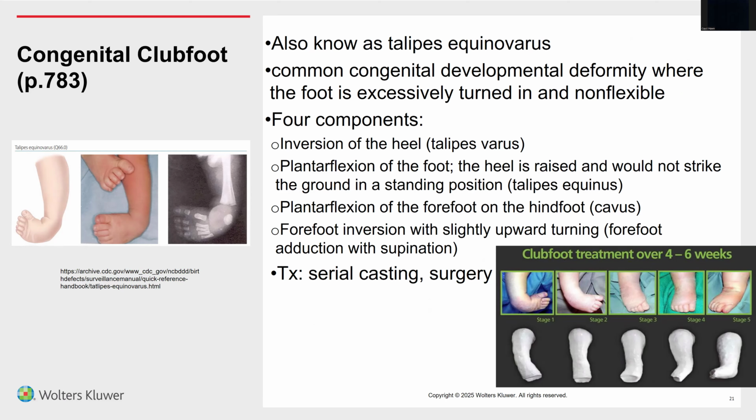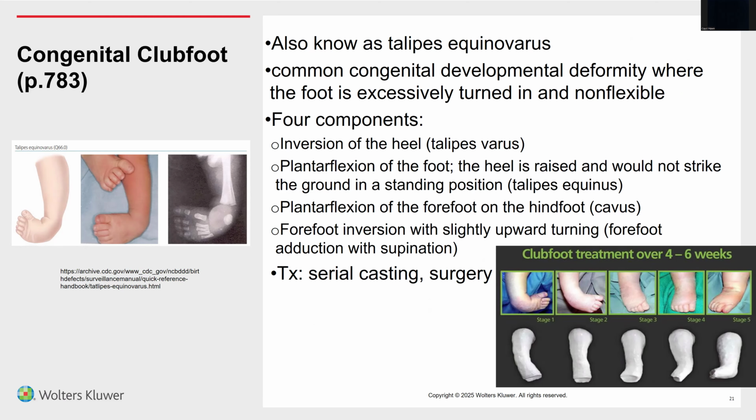Four components of congenital clubfoot can be seen. Inversion of the heel, plantar flexion of the foot, and the heel's raised and would not strike the ground in a standing position. Plantar flexion of the forefoot on the hind foot, that's called cavus. Forefoot inversion with slightly upward turning, so that's forefoot adduction with supination. How we treat this is with serial casting, and if that doesn't work, surgery.